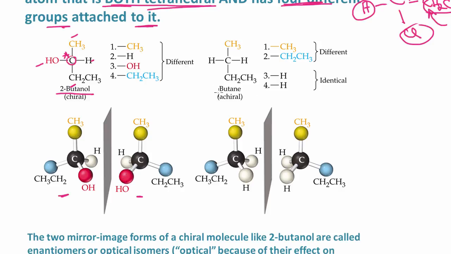Let's take a look at butane. Well, this carbon here is not chiral. This carbon here is not chiral. It's bonded to 2 hydrogens. And the central carbon is not chiral. It's bonded to 2 hydrogens. So there's no chiral center in this molecule. Therefore, butane is an achiral molecule. So the mirror images of butane are superimposed. What we have is a plane of symmetry.